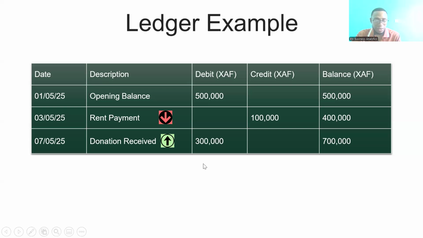If you're into finance, don't worry about some of the terms. They won't disturb you. Don't bother about them. Good.